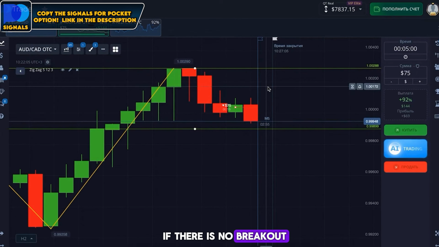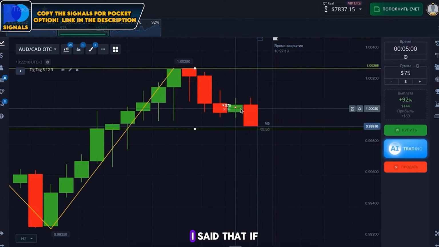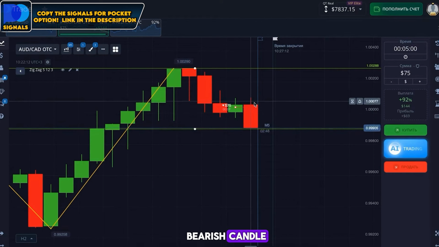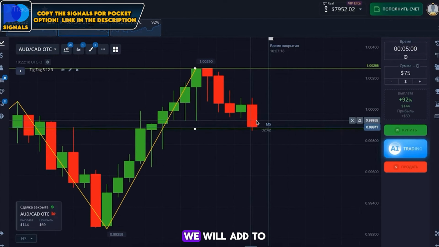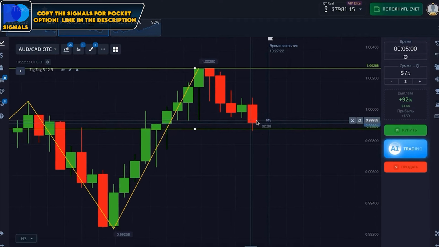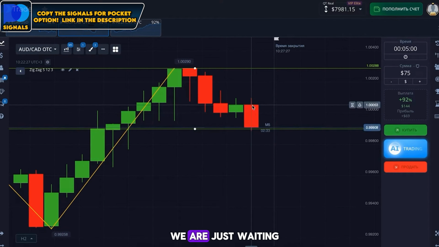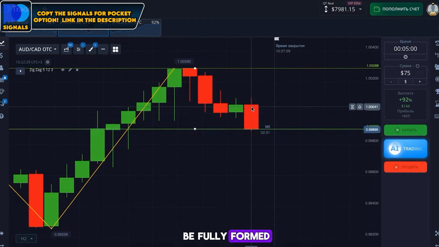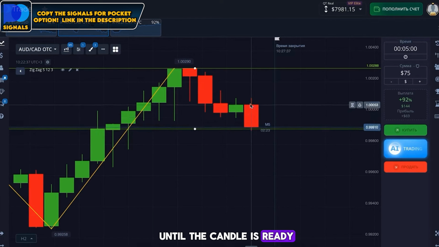If there is no breakout after our second trade has closed, what did I say? I said that if there is a large bearish candle, it is already slowly forming and there are 2.5 minutes left. If there is a large bearish candle, we will add to the downside, but we are not in a hurry. I will also repeat this again because many are rushing. We are just waiting here for it to be fully formed. That is, these seconds and minutes will remain at 0 until the candle is ready.